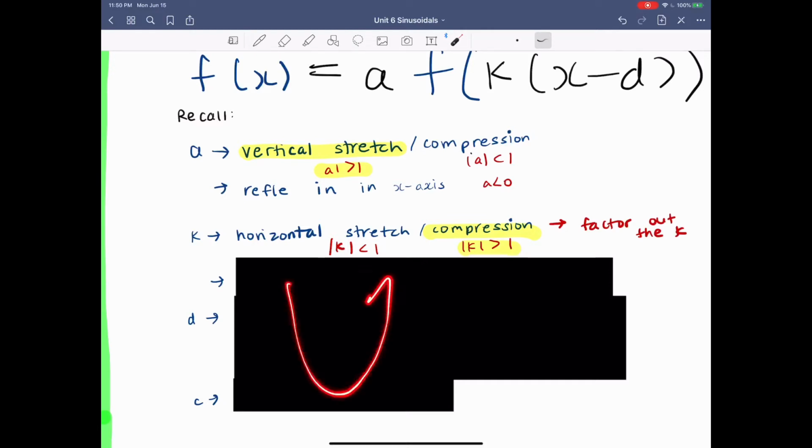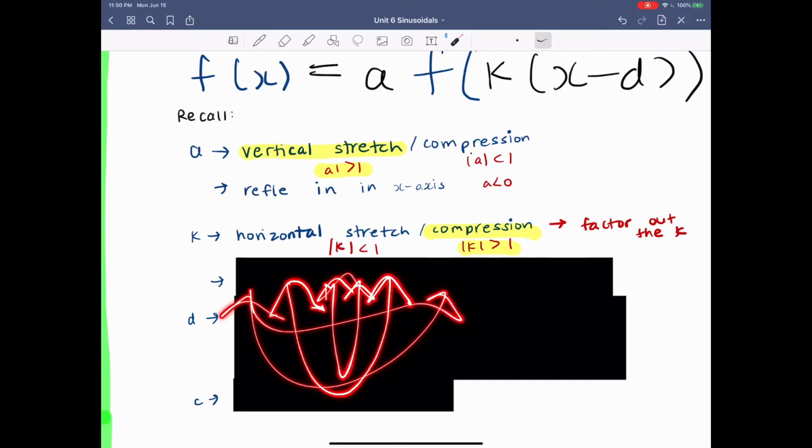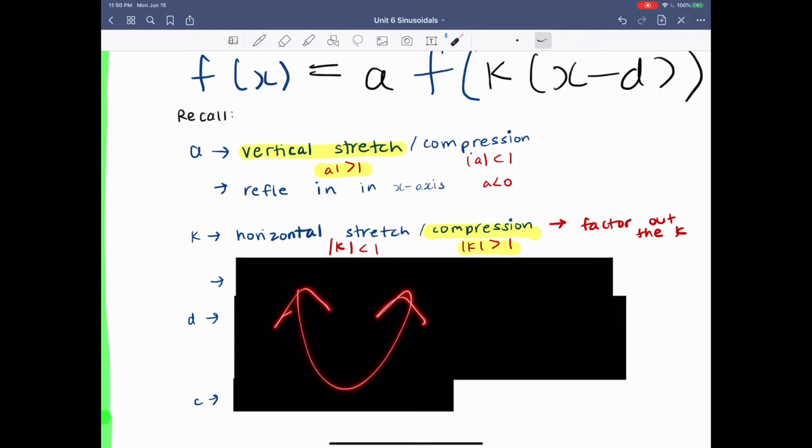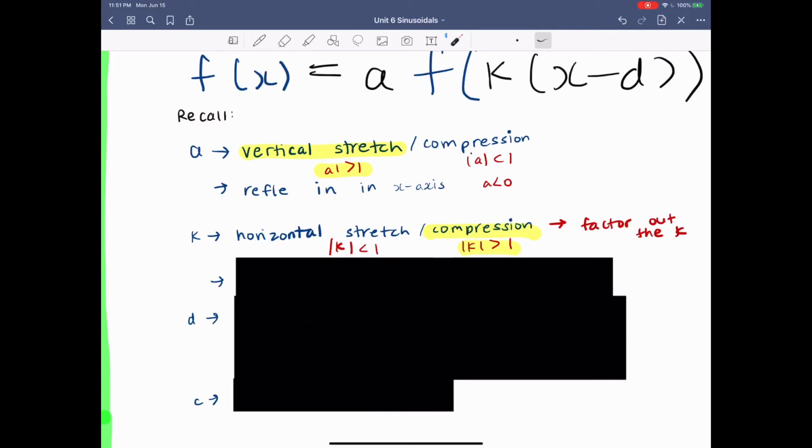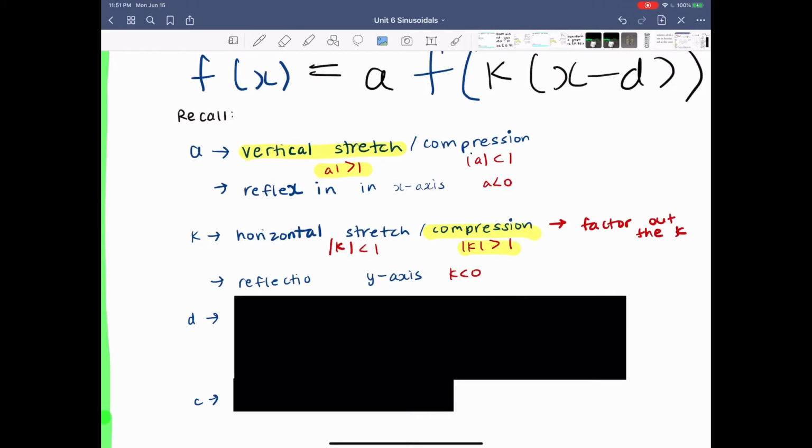So when you have a graph like this and you're dealing with some horizontal movements, whether it's horizontal stretch or horizontal compression, things are changing along this way, right? That means that with the X and Y axis, you're actually having a reflection along the Y axis every time you are dealing with the K value. And therefore, you're going to have a reflection in the Y axis when K value is less than 0.